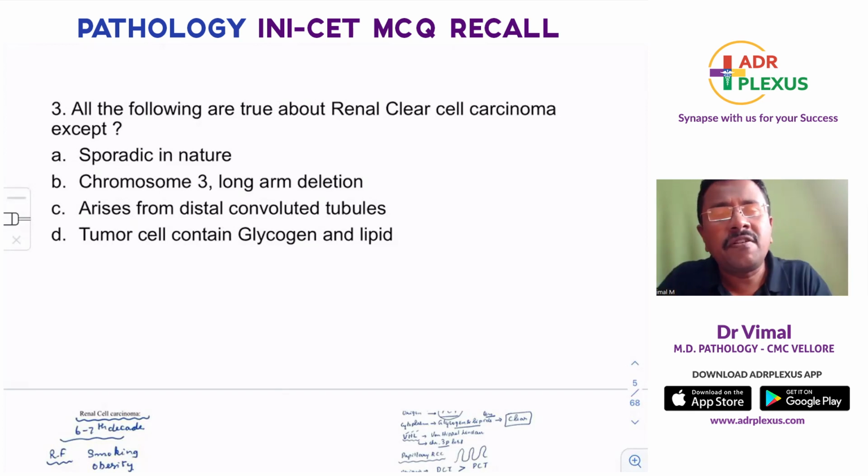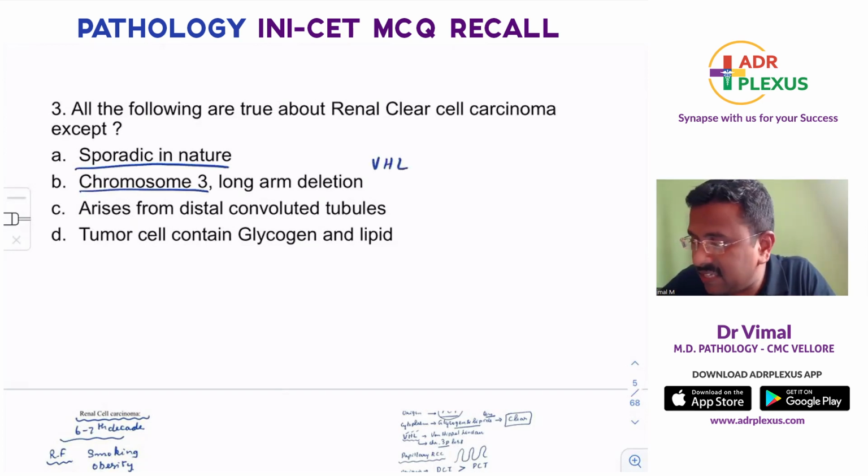About renal clear cell carcinoma: most renal clear cell carcinoma is sporadic in nature. The chromosome involved in renal clear cell carcinoma is chromosome 3, and it is the VHL gene, the von Hippel-Lindau gene. They have mentioned the second statement as long arm deletion. Actually, in VHL it is a 3p deletion, which is nothing but a chromosome 3 short arm deletion.